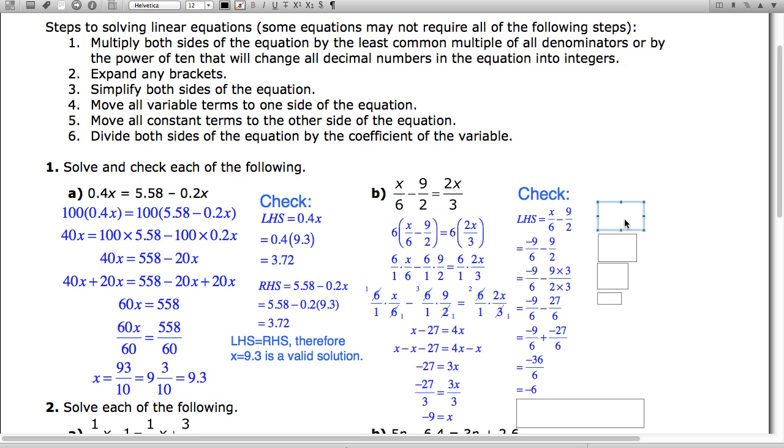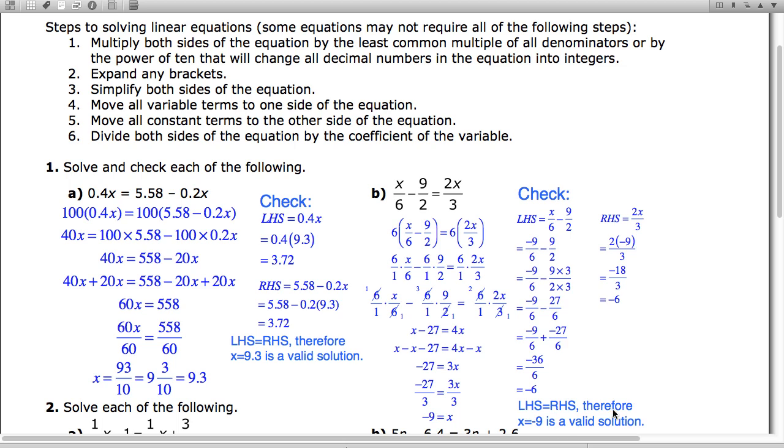So now starting with the original right-hand side, which is 2x over 3, we're replacing the x with negative 9, which we think is the solution to this equation. Now if we do 2 times negative 9, that's negative 18, and divided by 3, we get negative 6. And notice that again the left-hand side and right-hand side of the equation are equal, which means that x equals negative 9 is a valid solution for this equation.